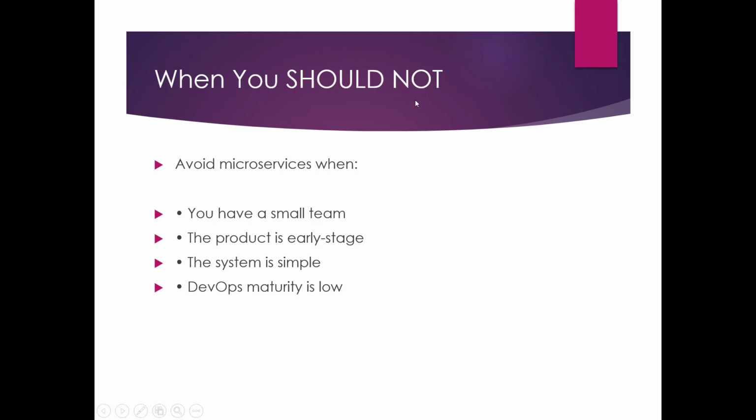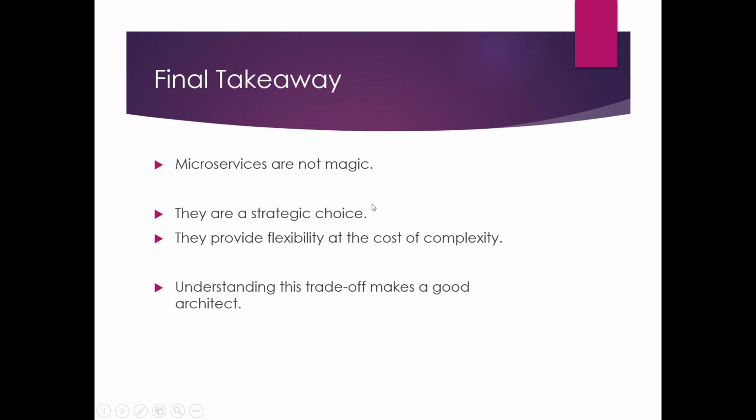So when should you not? When you have a small team, the product is at an early stage, the system is simple, or DevOps maturity is low. We have to have CI/CD implemented. A pipeline should be there because continuous integration and deployment should be there. So if the system is small, don't think about microservices.